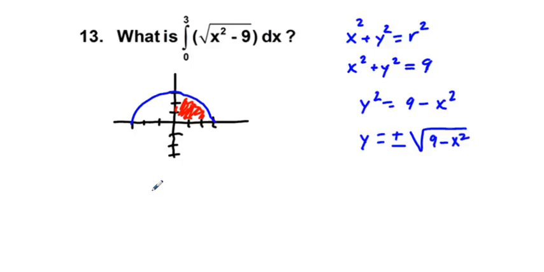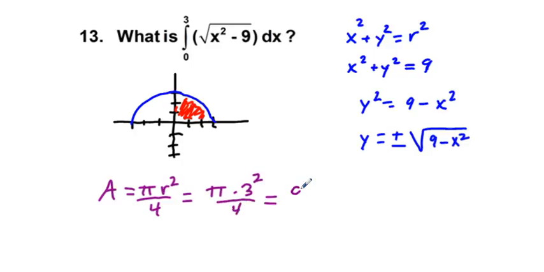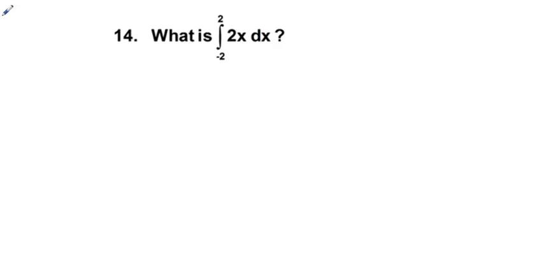So our area is going to be equal to pi times r squared, which is 3. Let me just put the generic formula first. A equals pi r squared. In this case, we have a quarter circle, so over 4, and so we have pi times 3 squared over 4, which equals 9 pi over 4, which is our answer. So you really need to be familiar with geometric shapes, and it really could be pretty easy.